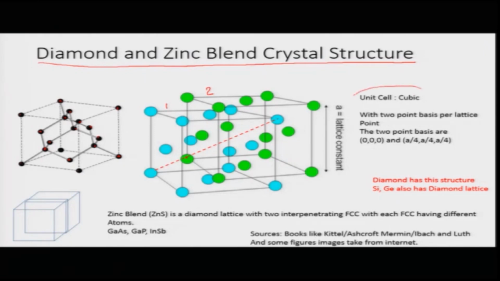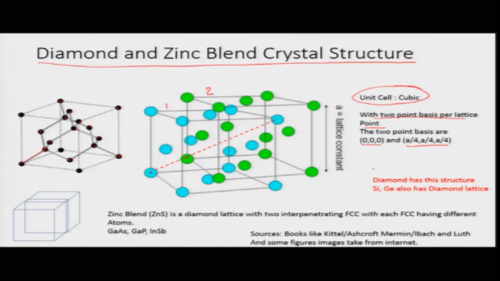The unit cell, which is your conventional unit cell, is simple cubic, and you define the simple cubic with 2 points per lattice. For this simple cubic cell, you will have 2 lattice points per cell, and of those 2 points, one is at 0 0 0, which is this, and the other one is at a by 4, a by 4, a by 4, which is this. So, at whichever point you go to, you have to put 2 lattice points per cell, and you will generate your diamond lattice.